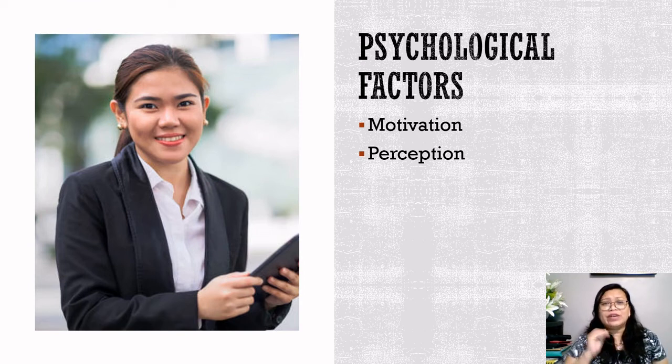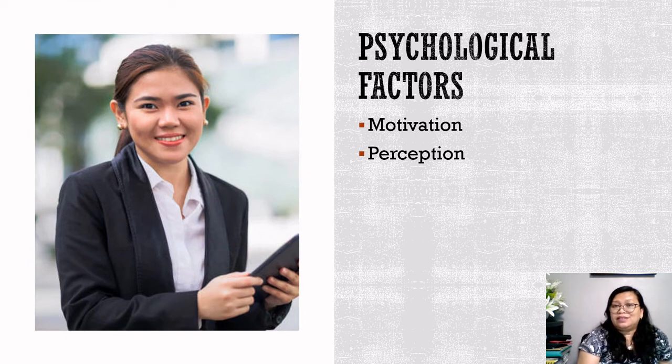This receiving, organizing, and interpreting sensory information is what we call perception. Perception is the process by which people select, organize, and interpret information to form a meaningful picture of the world. Interestingly, people can form different perceptions of the same stimulus. And this is because of three perceptual processes: selective attention, selective distortion, and selective retention.